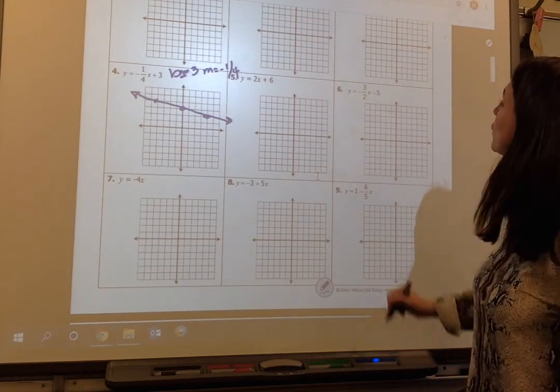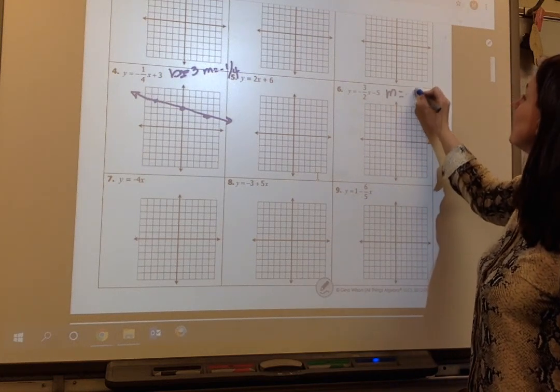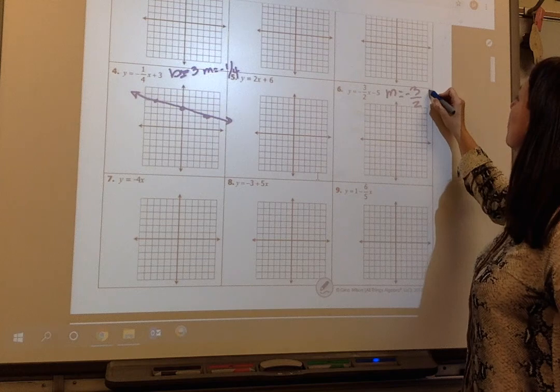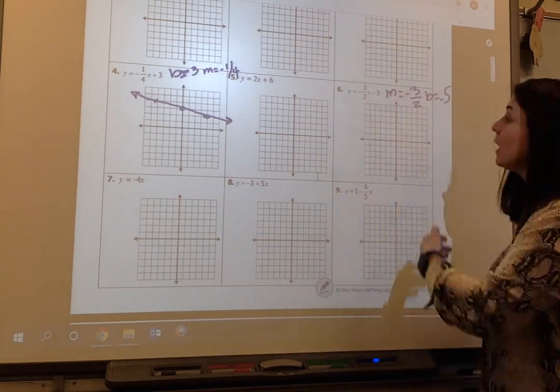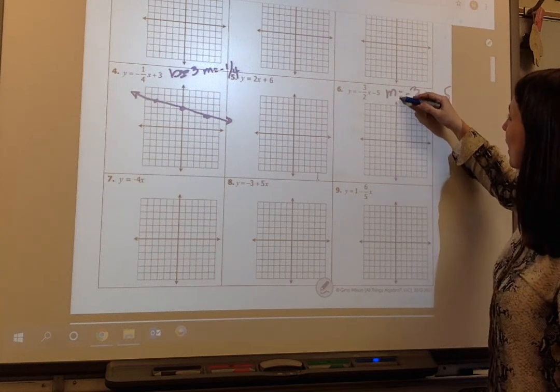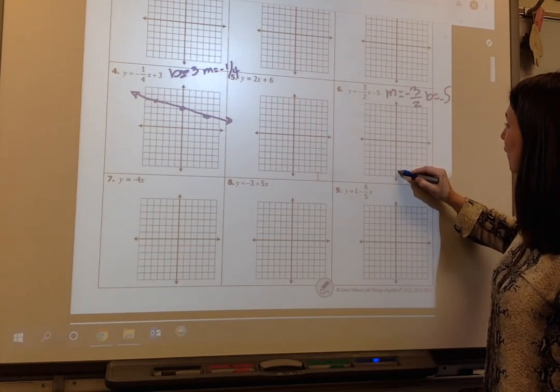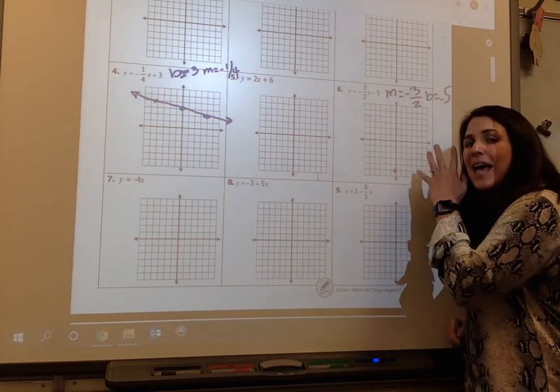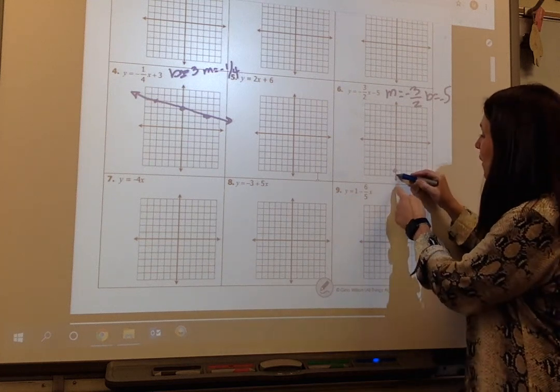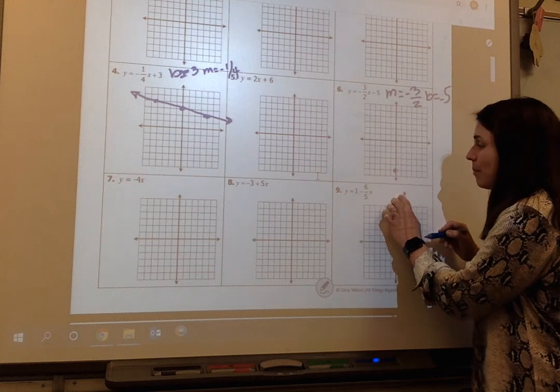Okay? Number 6. My slope is negative 3 over 2. My beginning point is negative 5. And remember, I always begin my graphing on my y-axis, so I'm going to go here to negative 5. My slope is negative 3 over 2. So this helps me find the direction. I know if I went down 3 and over 2, it would come this way.